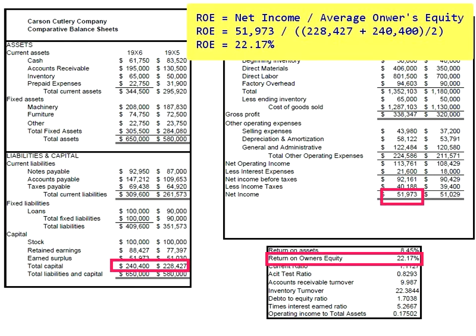The next financial indicator is the return on owner's equity. The way to compute that is the net income divided by the average owner's equity, and this is 51,973 divided by the average of 228,427 and 240,400. The ratio that we get is therefore 22.17%, and that is the percentage of benefit that we get out of the total investment that the owners have in the corporation.